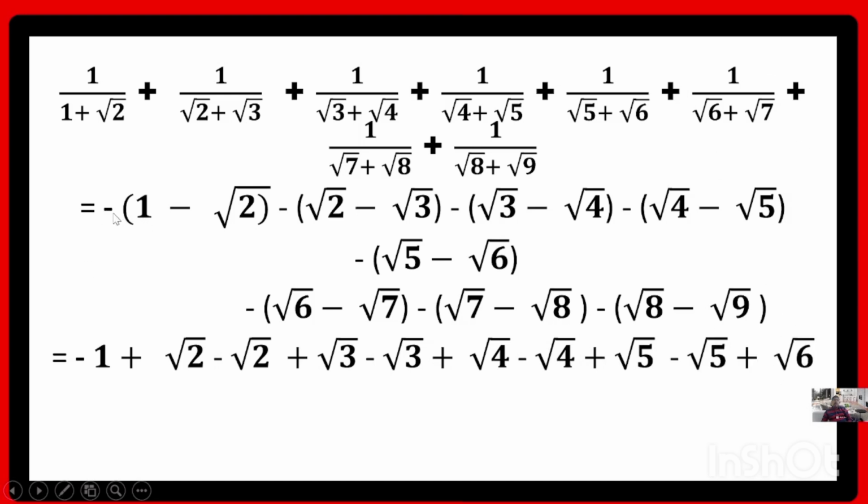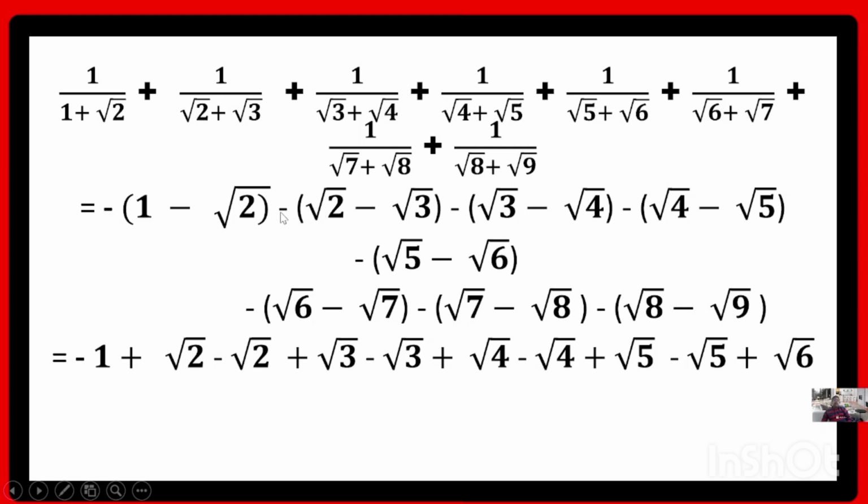You see here, you have removed the bracket. All of you know minus of 1 minus root 2. Here this sign will be multiplied while you are removing the bracket. Minus into plus is minus, and minus into minus is plus. It means if there is a minus sign before the bracket, the plus 1 will be minus 1, minus root 2 will be plus root 2. It means all the terms will change their sign. If there is a minus sign before the bracket, all the terms inside the bracket will change their sign.